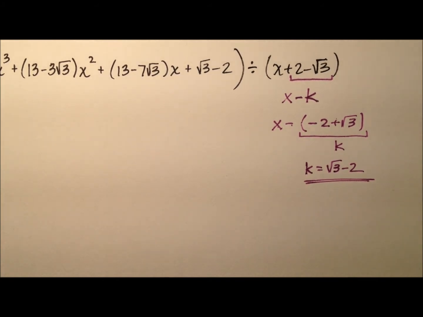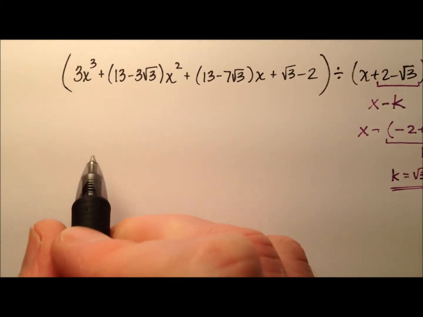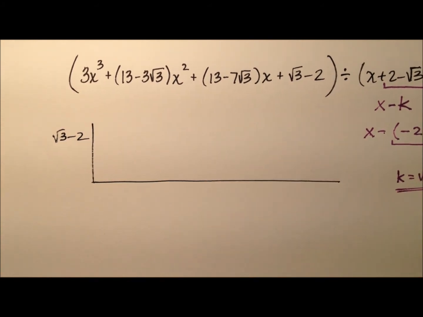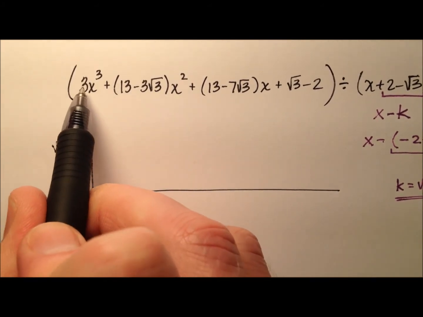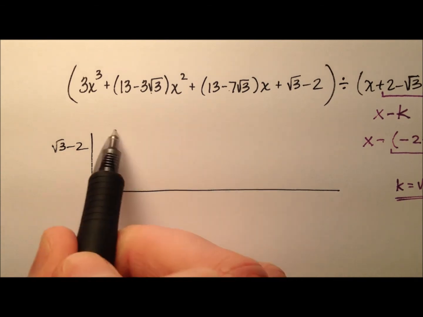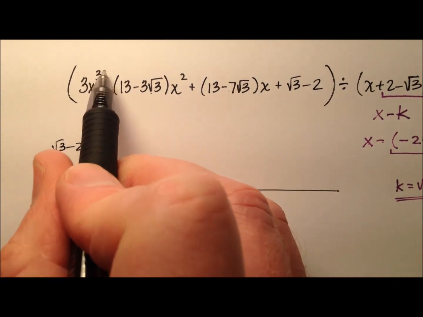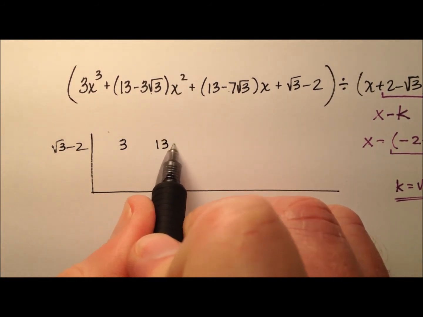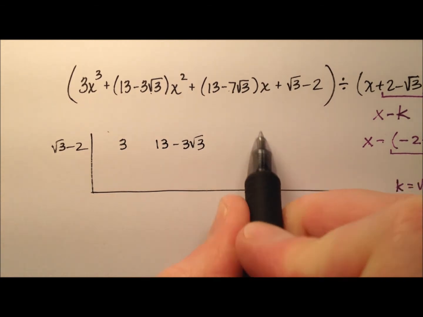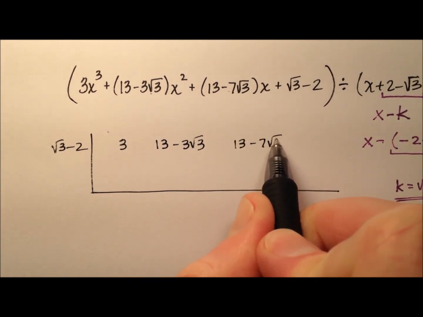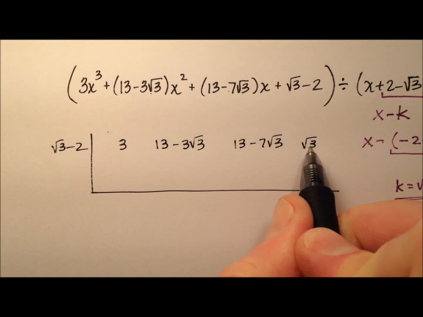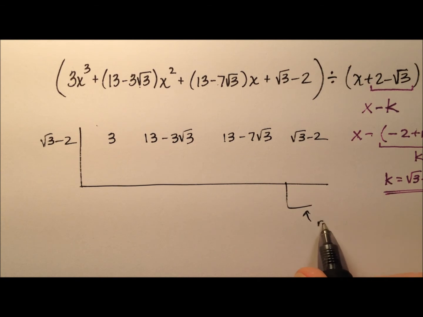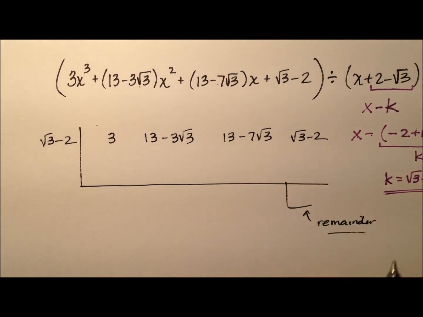So we can go ahead and start right there. My value of k is the square root of 3 minus 2. So let's go ahead and write that out here. The square root of 3 minus 2. Okay, and so here's my synthetic division. And I'm focused on grabbing these coefficients, and I'm going to put them in here in columns. So for my cubic term, x cubed, I have a 3. For my quadratic term, I have 13 minus 3 radical 3. For my linear term, I have 13 minus 7 radical 3. And finally, my constant is radical 3 minus 2. And I'll put my little box down here for my remainder, if I happen to have one.